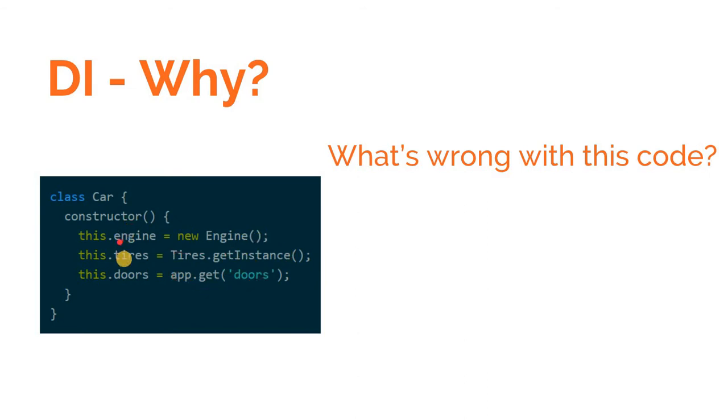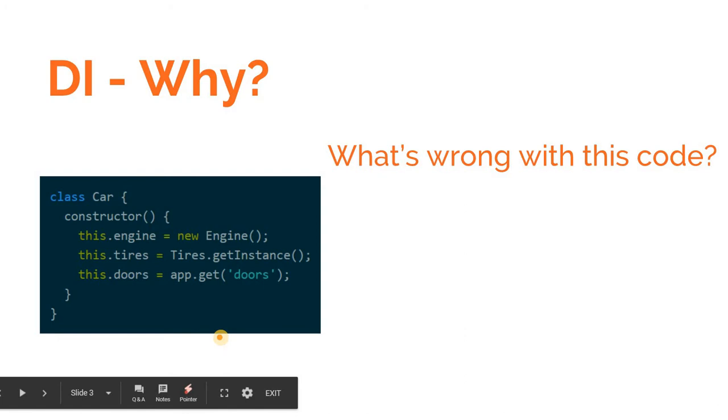So we have these three properties on this car class, that is the engine, the tires, and the doors. And each of these properties is equal to a new instance of a particular dependency. For example, we are newing up an instance of a class engine here to get the engine for this car. Then we are using a factory to get the tires, and then we are also using some other factory of some sorts to basically get the doors for this car.